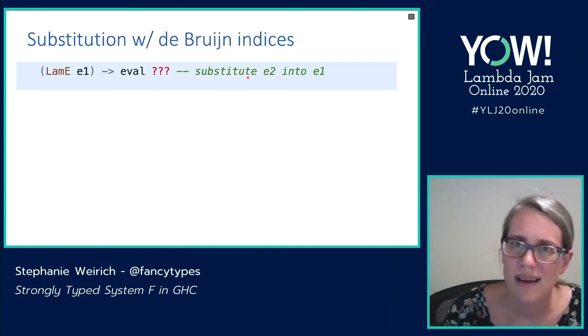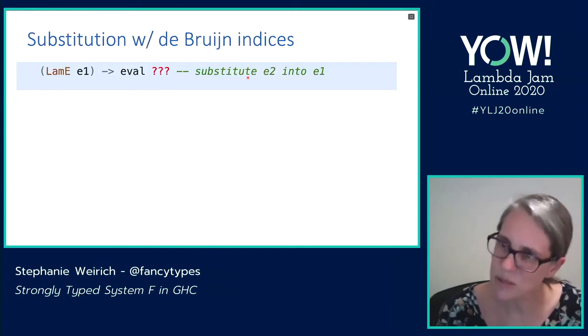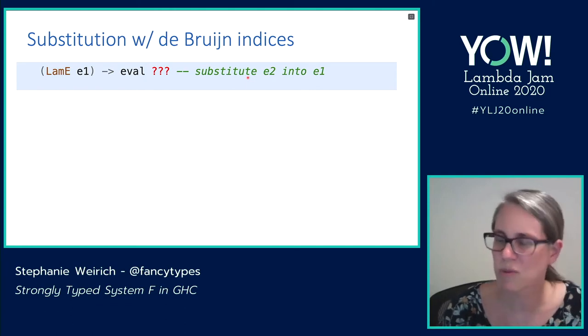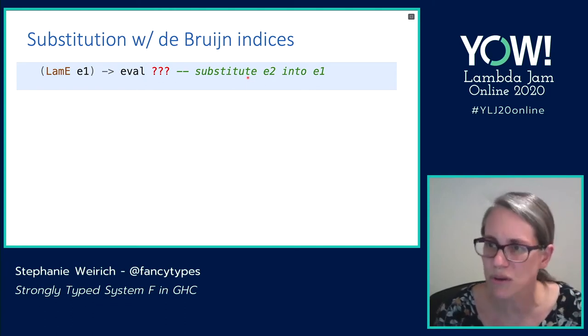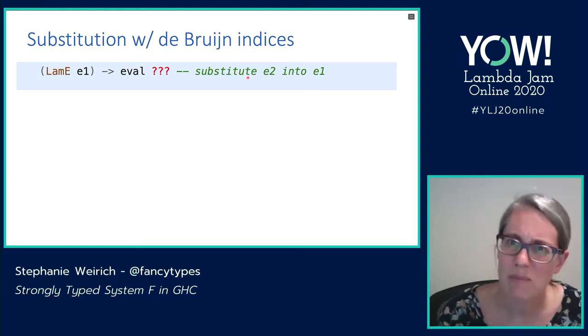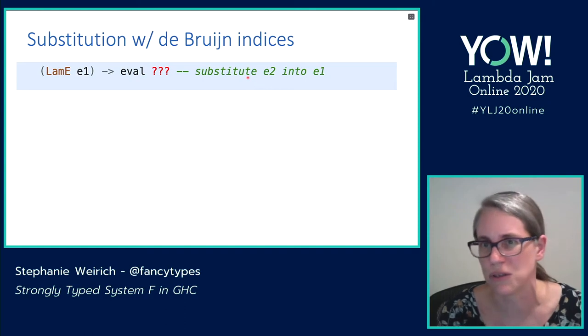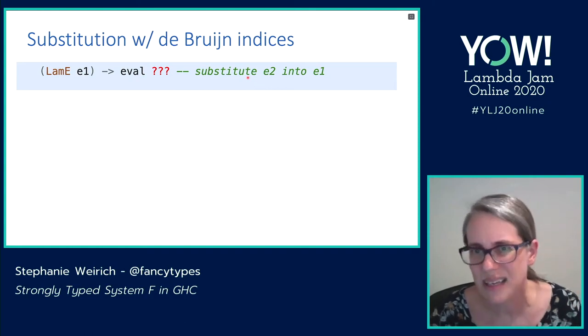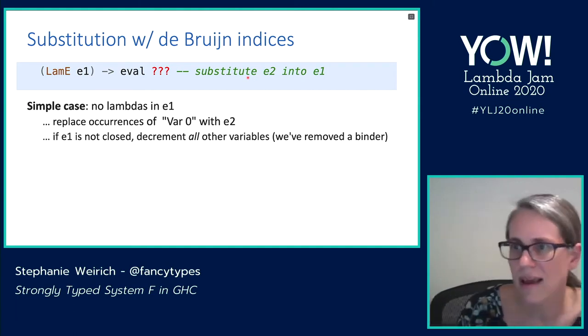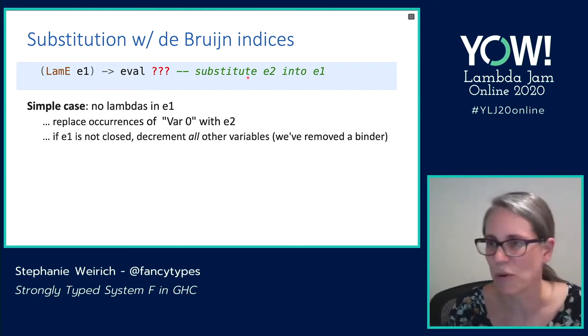Okay, so here's where things get a little bit tricky, right? We have to implement substitution for this representation of lambda terms where we're using indices to represent variables, right? And so what does it mean to do a substitution? When we want to substitute E2 for variable 0 in E1, how might we implement that operation?